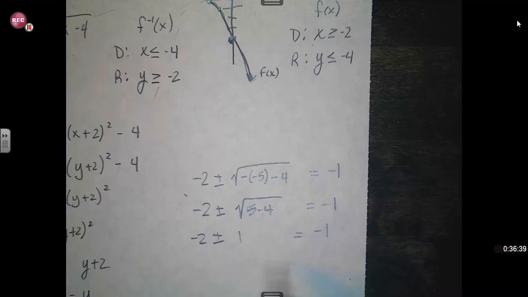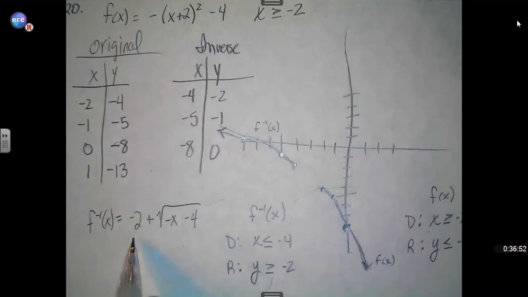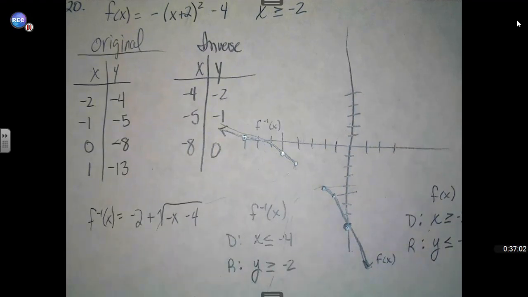So that further verifies, confirms, whatever you want to call it, that it should be the plus 1 that I'm writing as my inverse, not the negative 1. So my inverse is negative 2 plus the square root of minus x minus 4. And there's my domain and range for each, and there's my graph and my rule, and that's everything we were supposed to find.